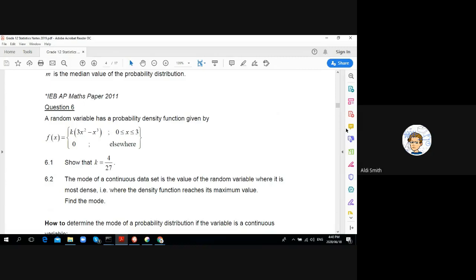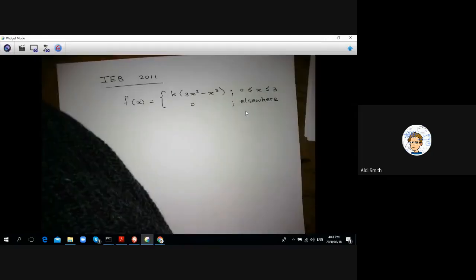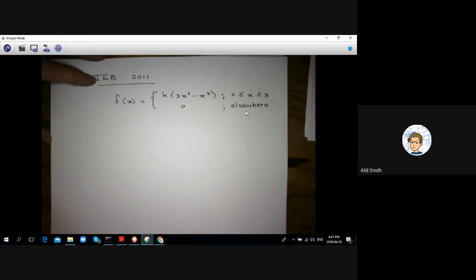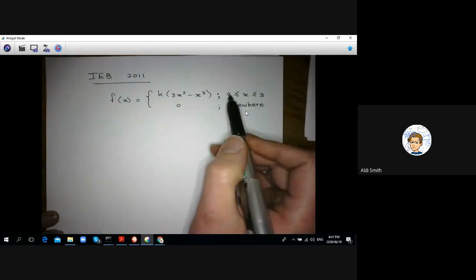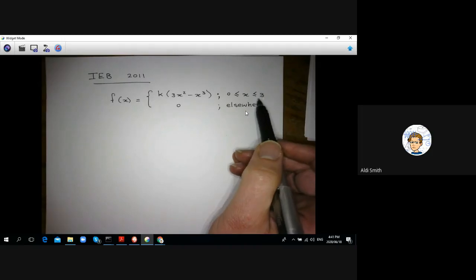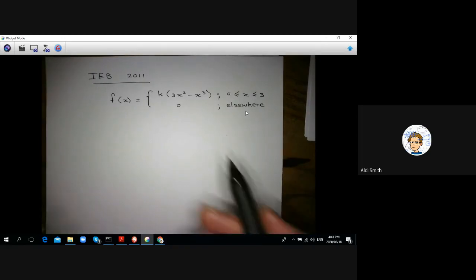Right, so the first one they ask us, they say, show that k is equal to 4 over 27. This is very, very similar to the one we did from the textbook. Let me show you. I know that the area underneath the curve of that function from 0 to 3 has got to be equal to 1, because they've defined this as a probability density function. So I know that the area underneath the curve has got to be equal to 1.